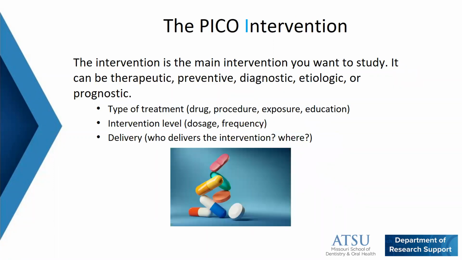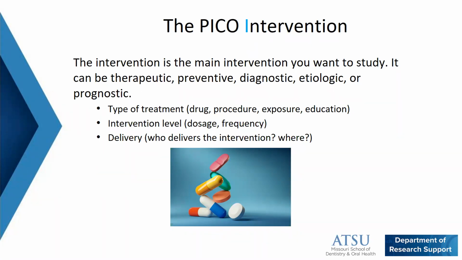Next is the PICO intervention. So it is a main intervention which you are interested in studying. It could be therapeutic, preventative, diagnostic, etiologic, or prognostic. So it could be type of treatment. So for example, you are interested in studying a new drug or a new procedure or exposure or the effect of an educational intervention, or it could be an intervention level as well.